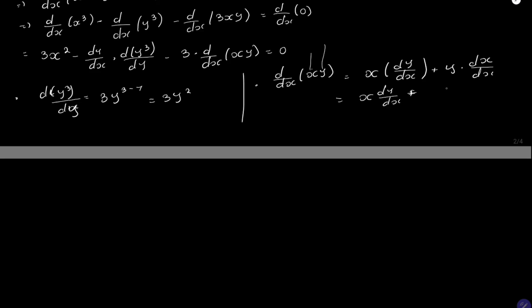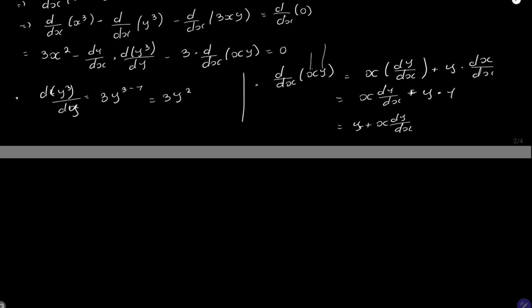Plus y times, what is dx on dx? The dx on dx is 1, right? The differential of x with respect to x is 1. So this leaves us with y plus x dy on dx.